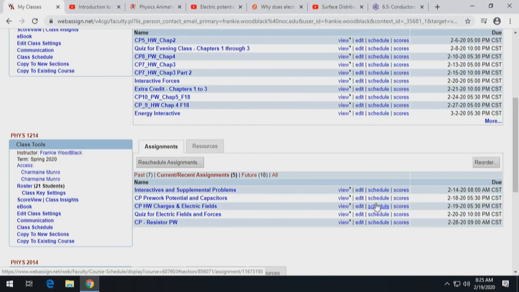Yay! So I'm going to switch this over to the document camera. We're going to work an electric field problem using Gauss's law.